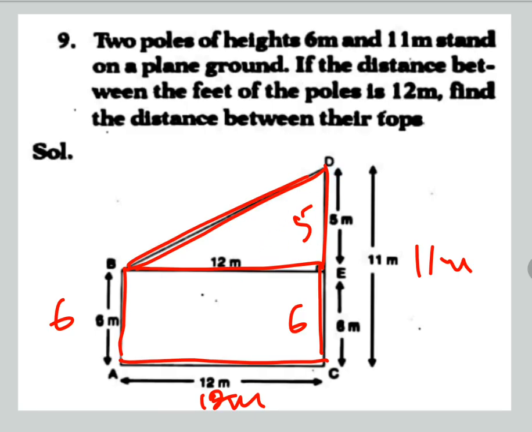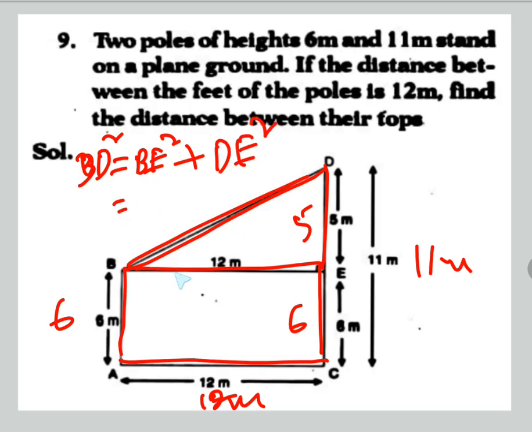To find the BD square, substituting Pythagoras theorem, we know that BD square is equal to what? Remaining sides, BE square plus DE square. What is BE? Is given, that is 12 square plus DE is 5 square. 12 square is 144.